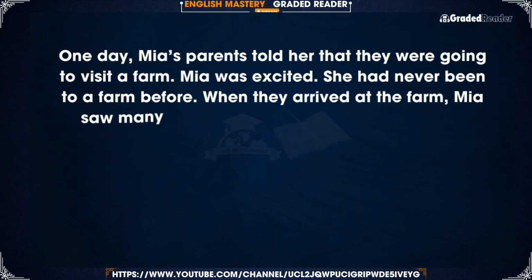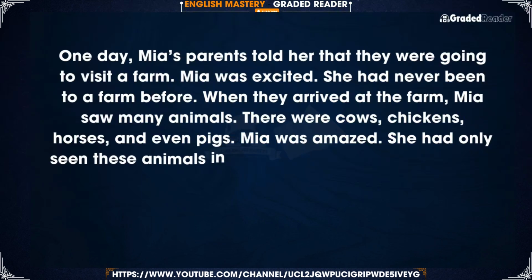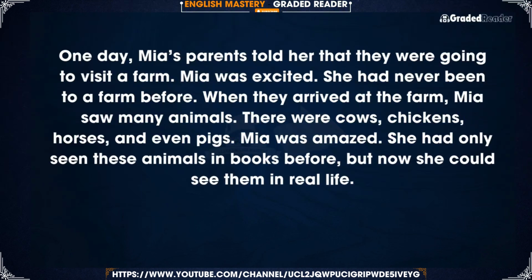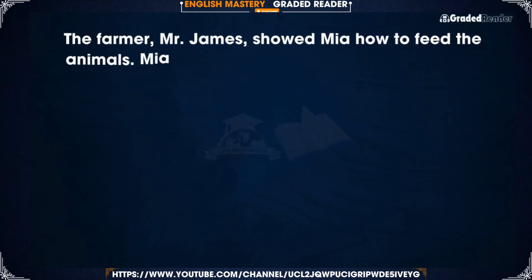When they arrived at the farm, Mia saw many animals. There were cows, chickens, horses, and even pigs. Mia was amazed. She had only seen these animals in books before, but now she could see them in real life. The farmer, Mr. James, showed Mia how to feed the animals.